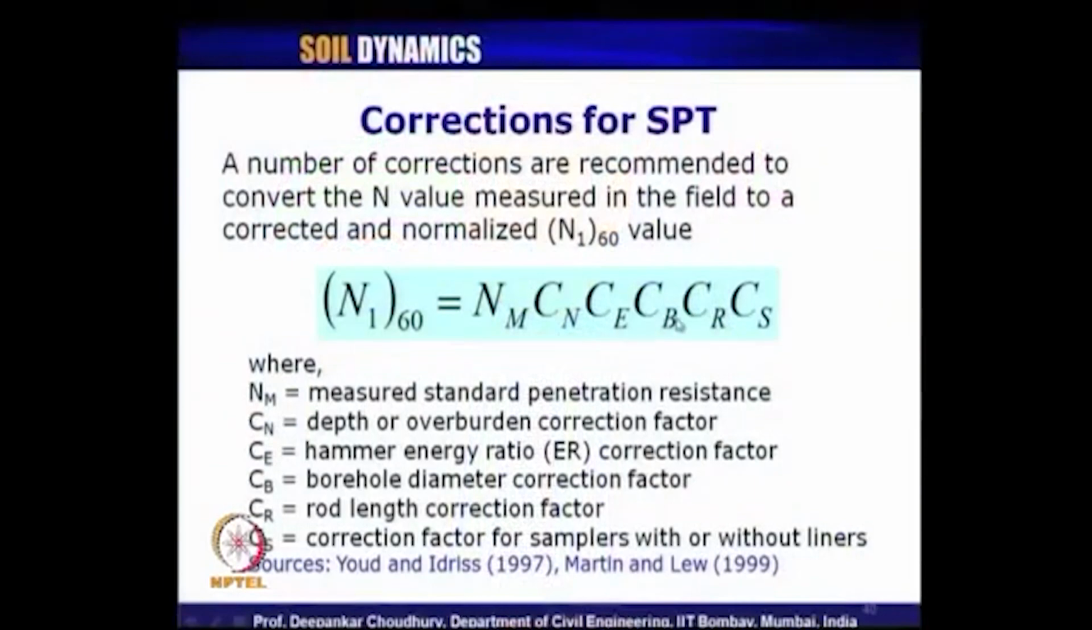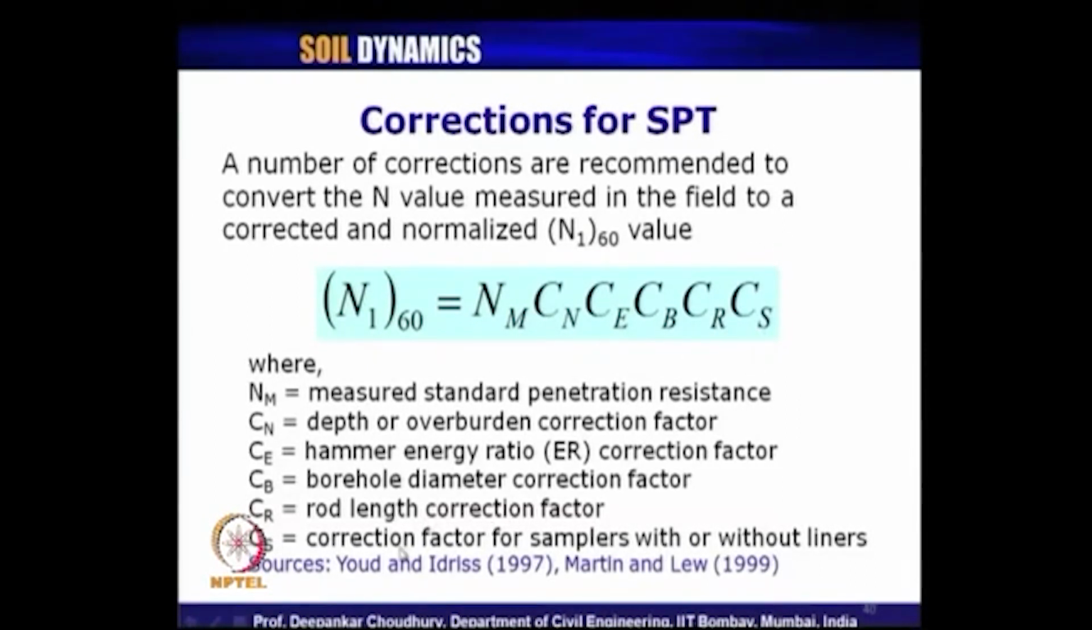So, the number of blows counted will be less than what it should be. If you have a small rod, then it will require more blows to penetrate that last 30 centimeter. So, that is why the rod length correction factor is also important to take care of with respect to a standard length of rod, where no correction will be required, otherwise a correction factor has to be used. That is why CR is also used.